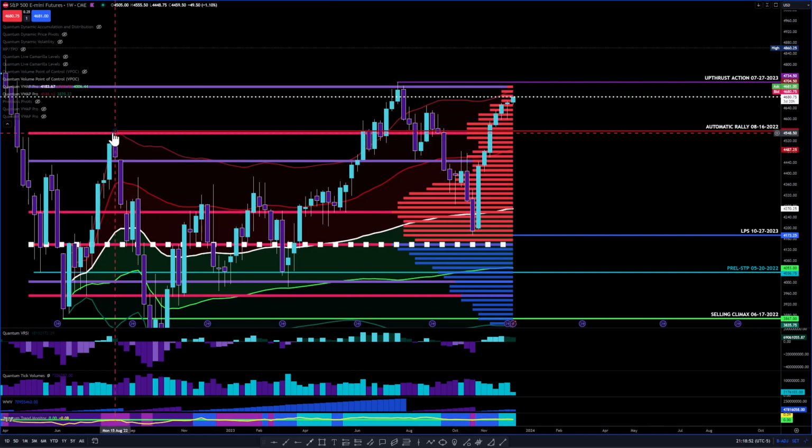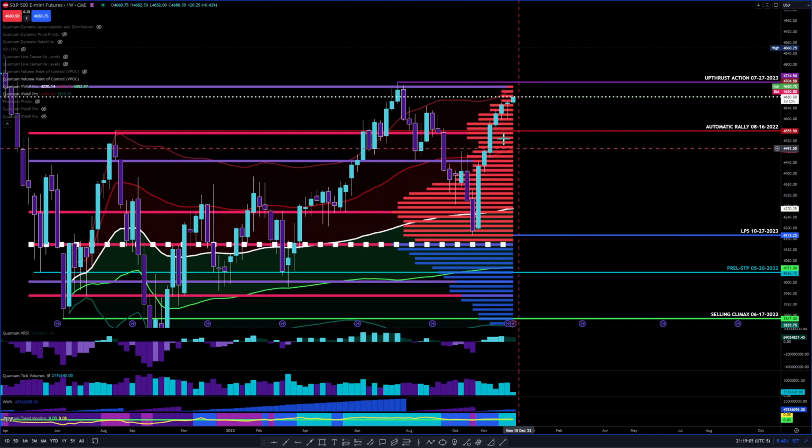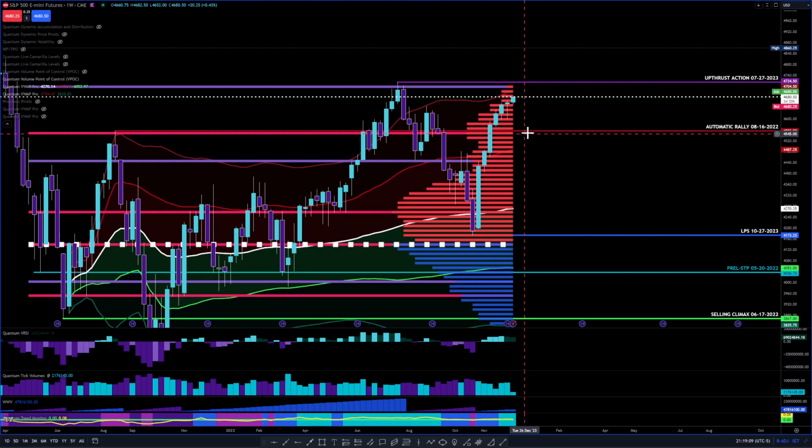Because every time it came up to this level, we had sellers. Came up here, we had sellers. They had to push through this level. When we came down here, we got major selling. It tried to push back up, we got major selling again. So this level here, if it breaks down, you could expect a lot of sellers coming in at this level here.